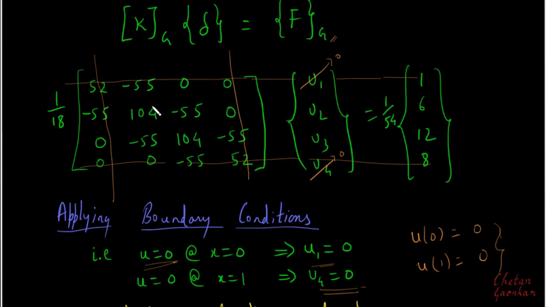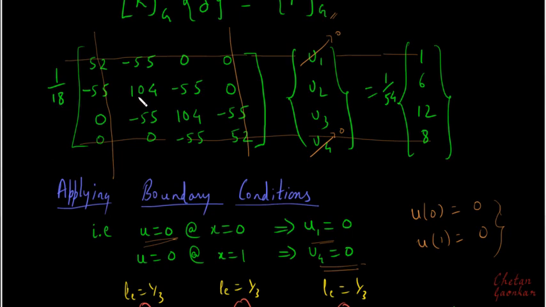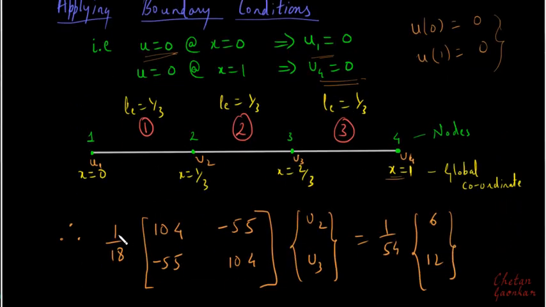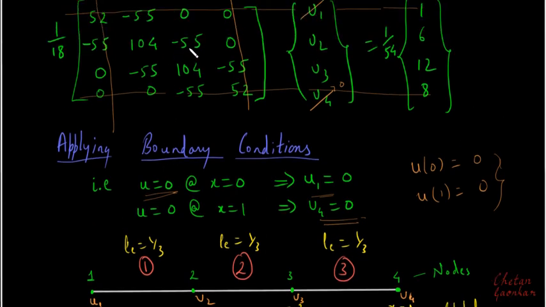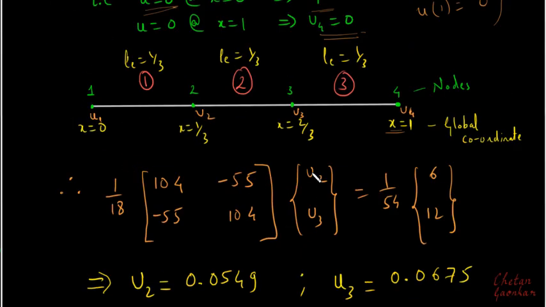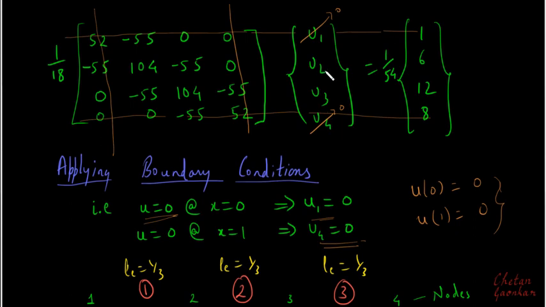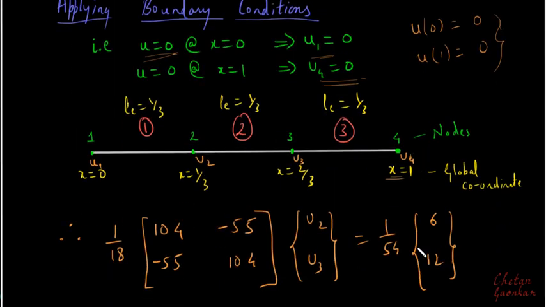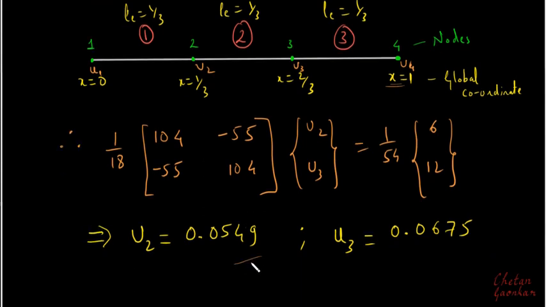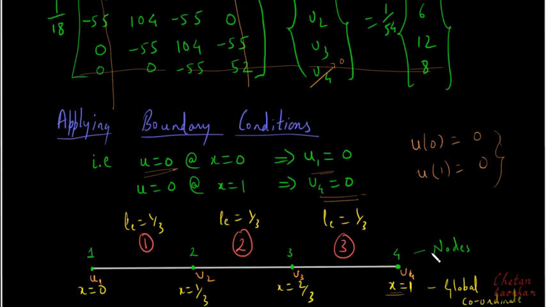If that is the case, then what will remain with me is 1 by 18 times only these terms. So that is what has been written here, 1 by 18 times 104, minus 55, minus 55, 104, times u2 and u3, equal to 1 by 54 times only 6 and 12, because of the boundary condition these terms are gone. Now if I simplify this further, I'll get the value of u2 as this and the value of u3 as this. So this is how we have been able to solve the problem using the finite element method.